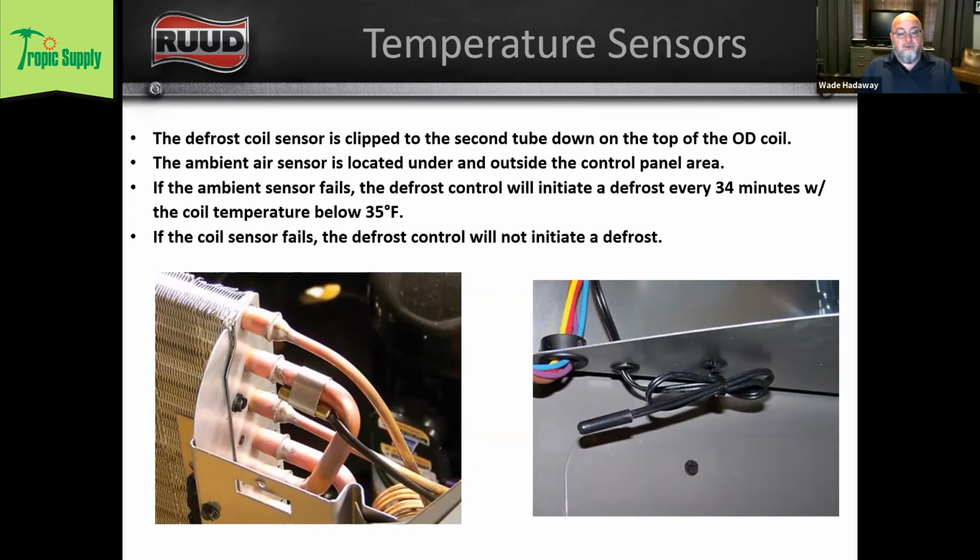If the coil sensor fails, the control will not go into defrost, because it's looking at that coil temp to be at 35 degrees or less for any accumulated amount of runtime. And if it can't read that temp, if it's open, it'll give you a flashing code that it has a sensor failure, but it won't go into defrost. So if the coil sensor fails, the unit will never go into defrost.